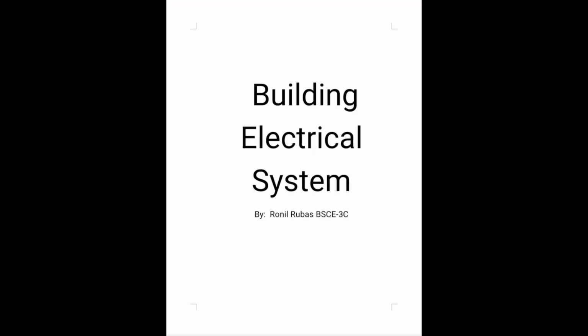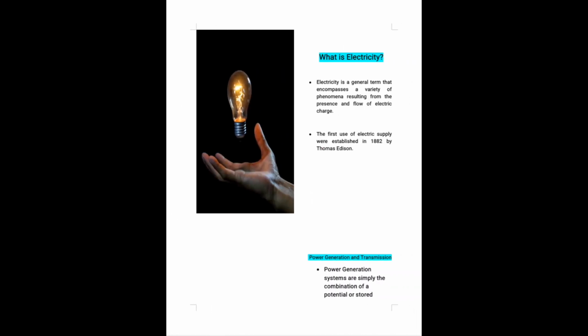Building electrical system. So what is electricity? Electricity is a general term that encompasses a variety of phenomena resulting from the presence and flow of electric charge. The first use of electric supply was established in 1882 by Thomas Edison.